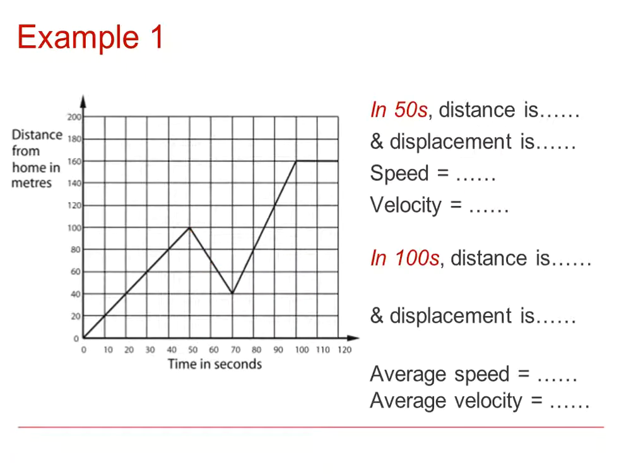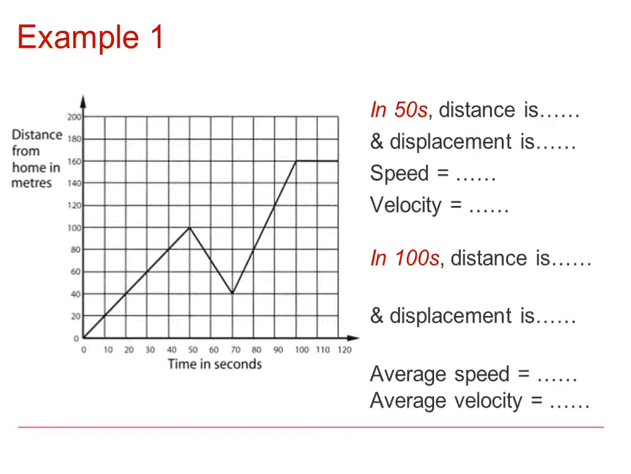So now if we describe the journey just using scalar quantities, I could say, for example, she travelled a distance of 100 meters in the first 50 seconds. She then travelled backwards a distance of 60 meters in the next 20 seconds. She then travelled forward a distance of 120 meters, and at 100 seconds she was waiting at the bus stop.